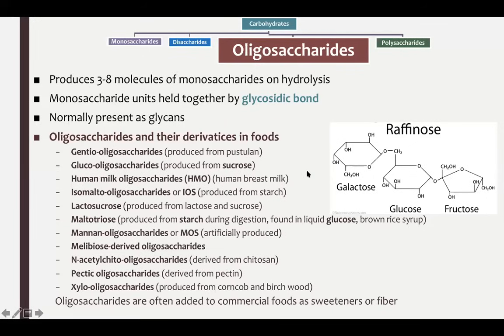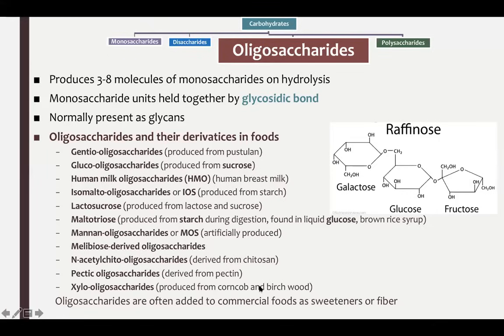Oligosaccharides are found in many foods, and not only oligosaccharides, their derivatives are also found in many foods, like gentiooligosaccharides produced from pustulan. Pustulan is a carbohydrate or glycan molecule, which is produced from lichen Umbilicaria pustulata, which is a fungus. You can also see this is a gluco-oligosaccharide produced from sucrose, and human milk oligosaccharides, which are found in breast milk. And there are many other oligosaccharides and their derivatives, and they are mentioned here. You can read them for later.